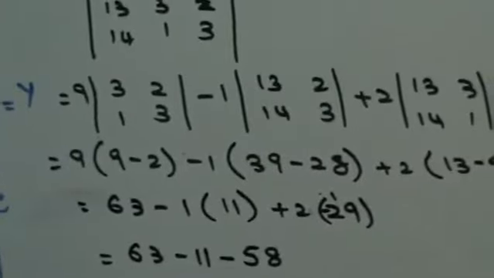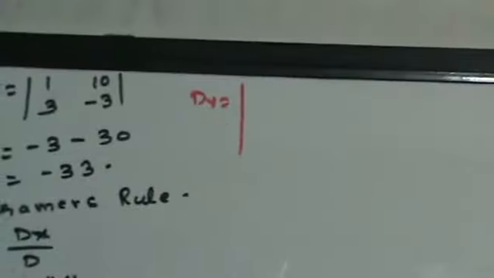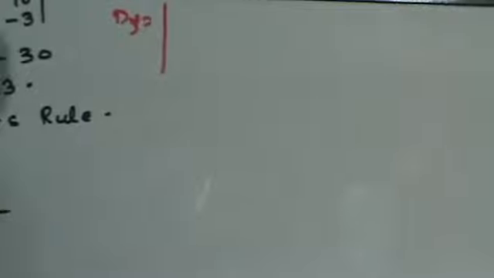So dx is minus 6, right? Once I get dx, then I need to find out dy. How will I find out dy? In your determinant d, substitute the y coefficients with the right hand side. If I substitute the y coefficients with the right hand side, I'll get dy is equal to 1, 13, 14, and this is going to be 9, 13, 14, and next is going to be 2, 2, 3.